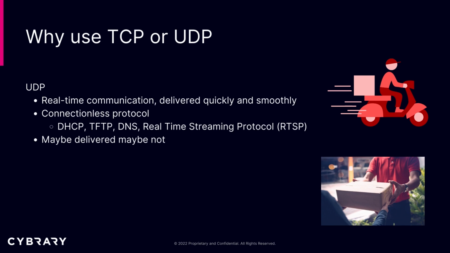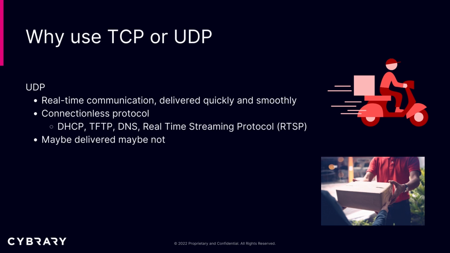So, why use UDP? Let's talk about UDP a little bit more. Okay, if it's connectionless and it has no error correction, no flow control, why use it? Because it's a real-time communication. It's delivered quickly and smoothly. It's a fast communication. Even though it's connectionless, there's protocols that use it that would not need to talk back or not need to acknowledge.